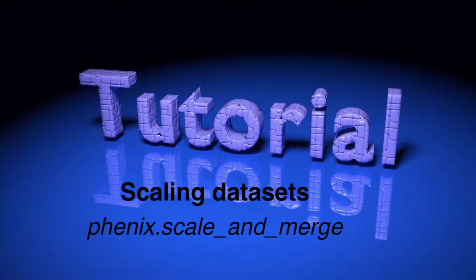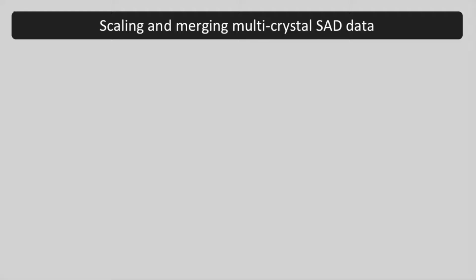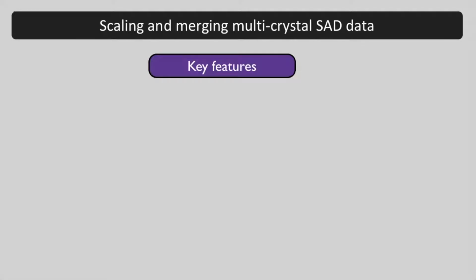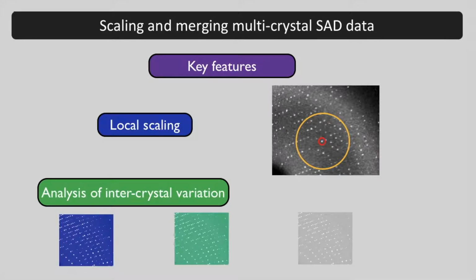Today we are going to learn about scaling datasets using Scale and Merge in the Phenix GUI. The purpose of Phenix Scale and Merge is to combine data from multiple crystals. Let's see how Scale and Merge works. The key features of Scale and Merge are local scaling and automatic assessment of intercrystal variation.